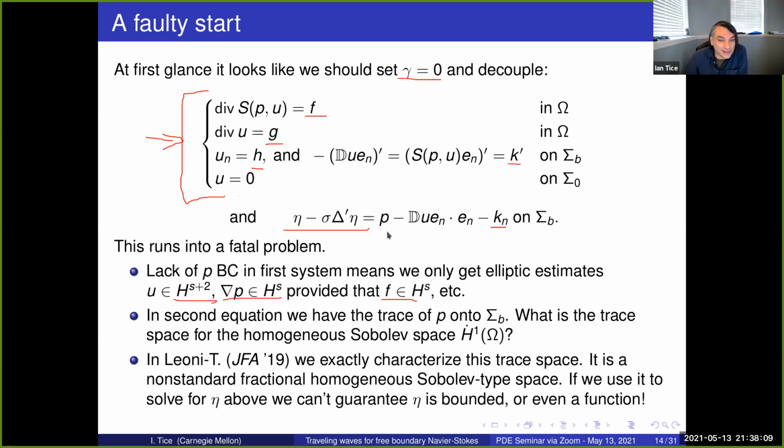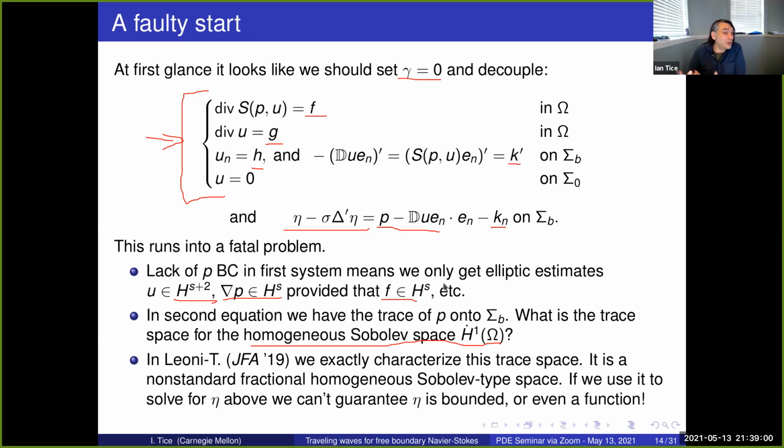Now, the reason this presents a problem is that I'm supposed to then take a trace of the pressure and use that as data in this elliptic problem on the boundary. And so the question becomes, what is the trace of such a function p? Is it in a standard Sobolev space? And will I be able to use this equation to actually solve for eta? Unfortunately, what Giovanni and I found when we looked into this is that if p belongs to the homogeneous Sobolev space H dot 1, then in fact the trace space associated to this was not known. It was something that we had to work out, and it is a non-standard fractional homogeneous Sobolev space.